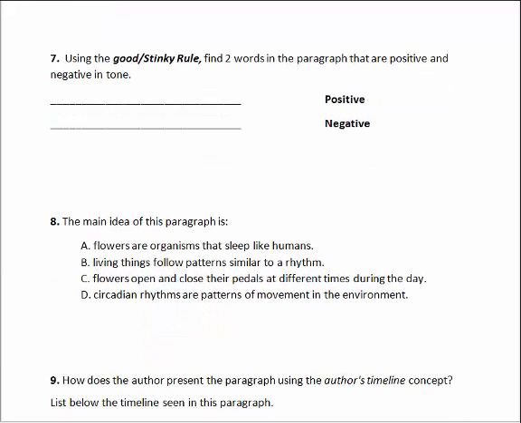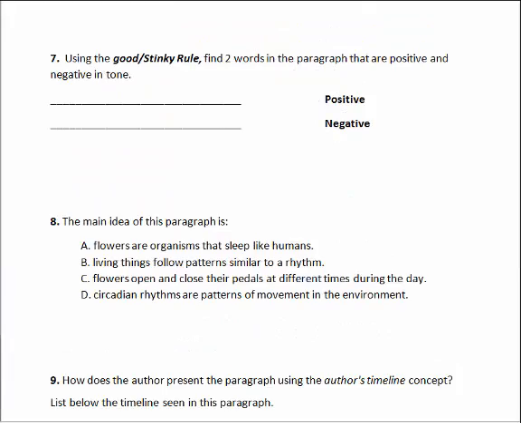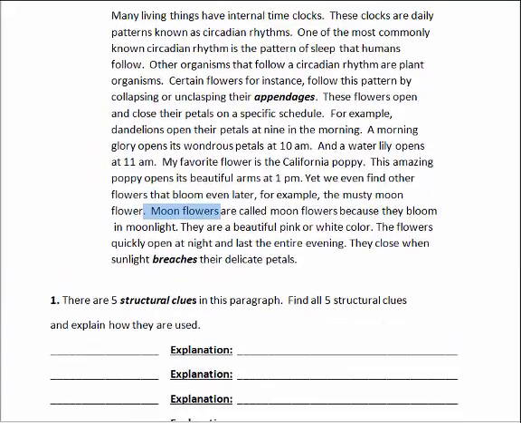7, good stinky rule again. Let's go in here. We're going to take a look at some words that suggest positive or negative. We come over here and start in at the top. Pull out the red pen. Any words that are positive, we put a plus above them. Living, that's a positive word.